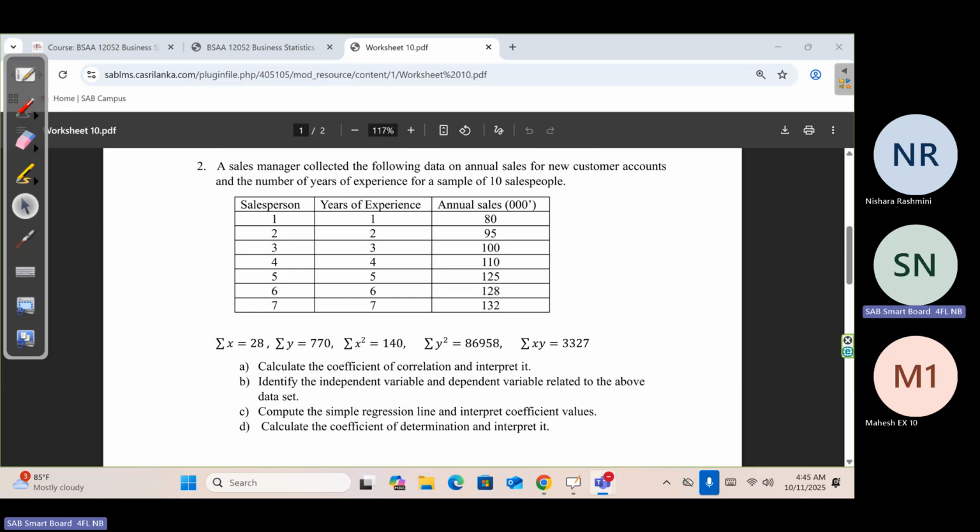Yes, 7. Big mistake. In a data set, there are only 7 cells.